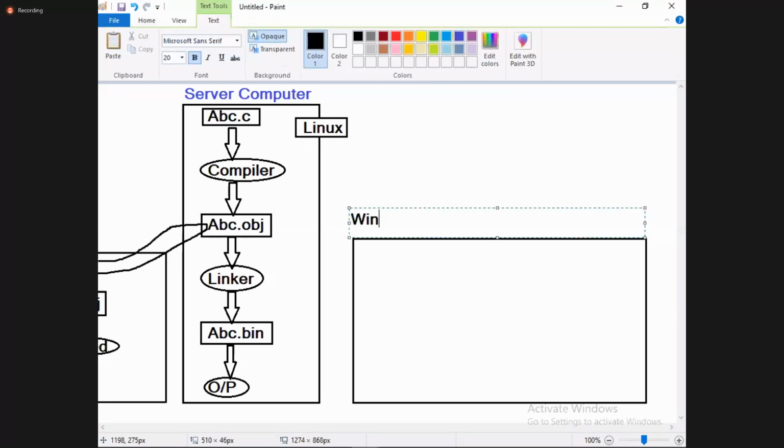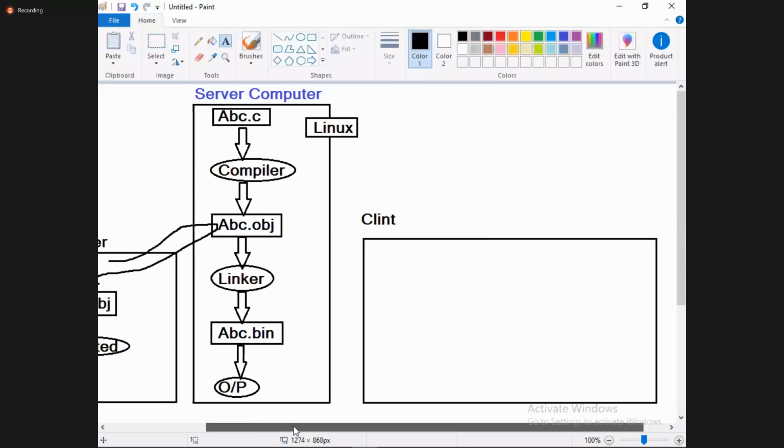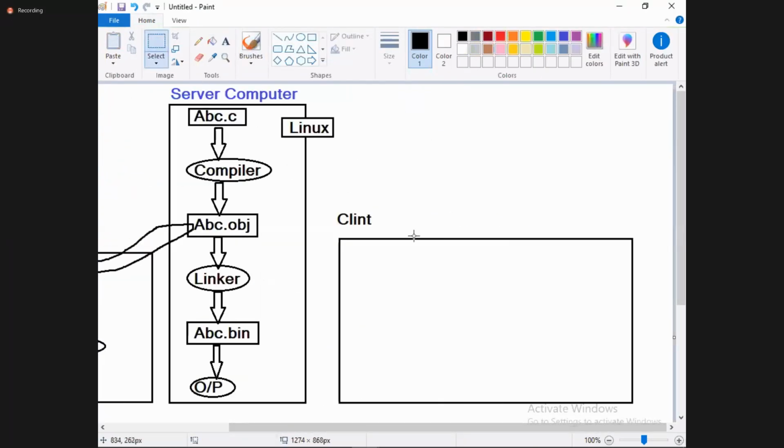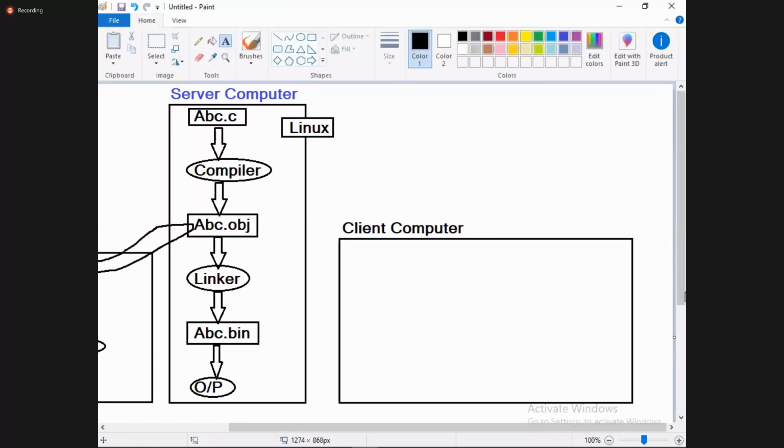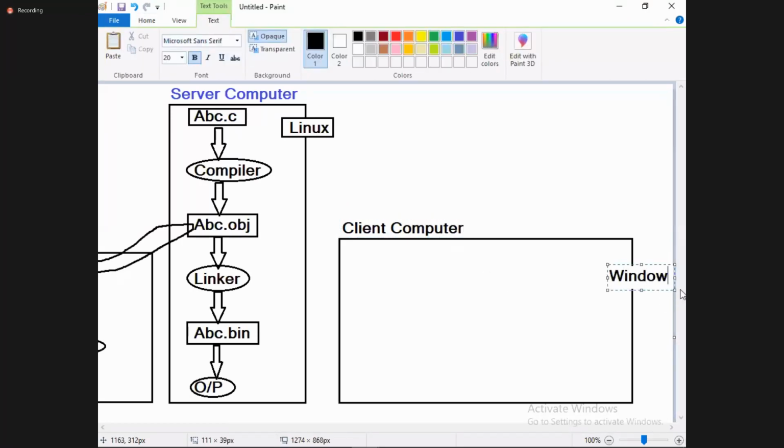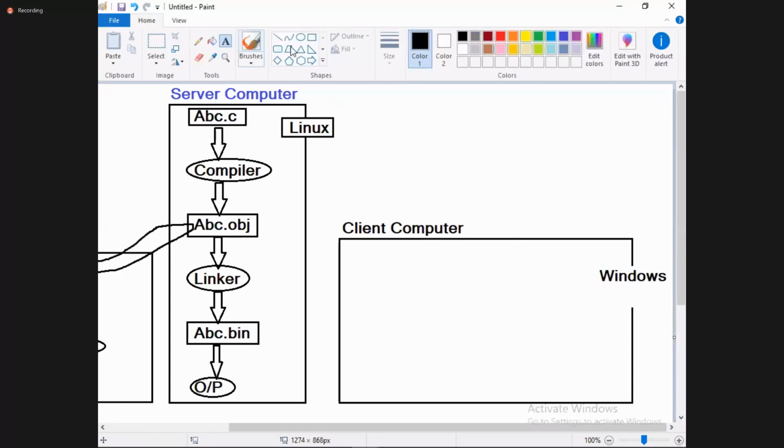This is Windows. This is another client computer. Yes, client, spelling C-L-I-E, and sometimes I forget spellings. Okay, whose operating system I am taking as Windows. Another client computer whose operating system is Windows.